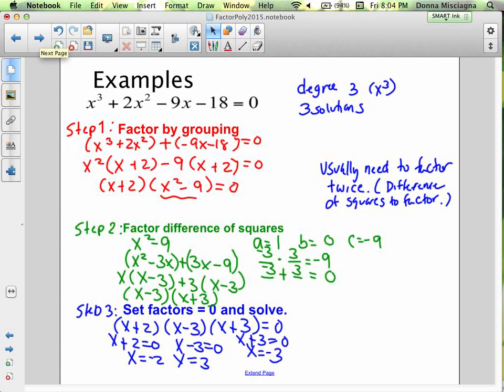All right, so these are our steps. We're going to use factor by grouping. If we have a binomial that can be factored, in other words, it's a difference of squares, we can always factor a difference of squares. And once we have our factors, we're going to set our factors equal to 0 and solve.